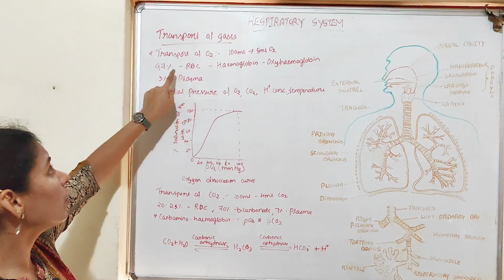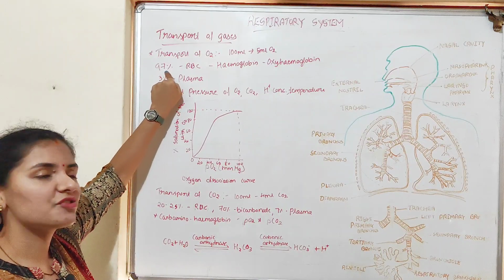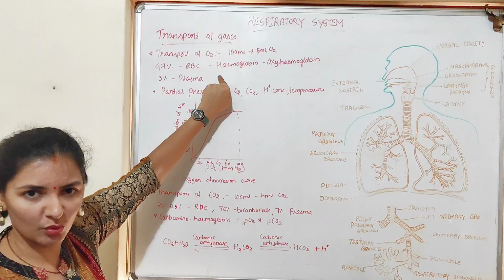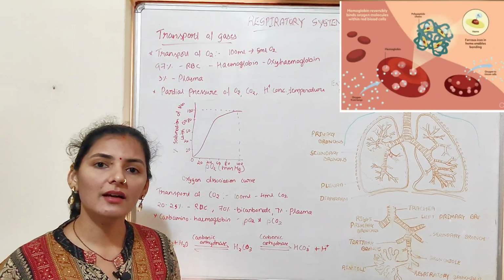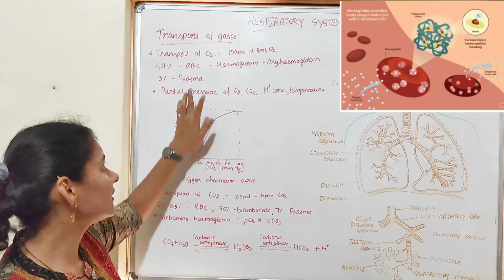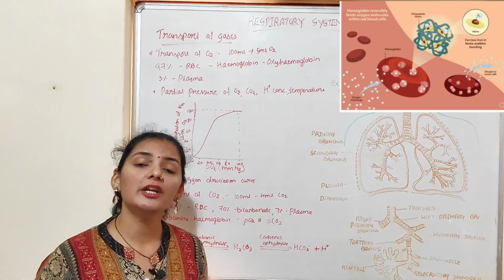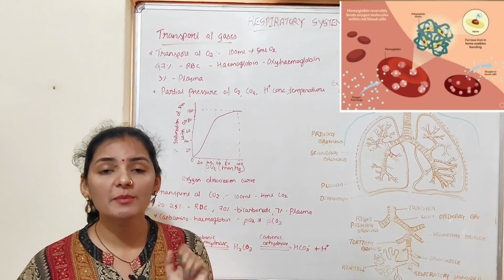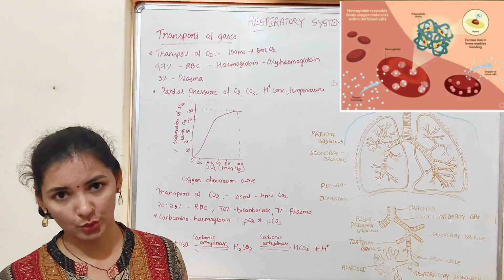So, the maximum or large quantity of the oxygen, that is 97% of the oxygen, is transported via RBC by chemically combining with the hemoglobin. What do you mean by hemoglobin? Hemoglobin is a red colored iron containing pigment, or a colored protein that is present in the RBC, and each RBC will be having 250 to 270 million hemoglobin.